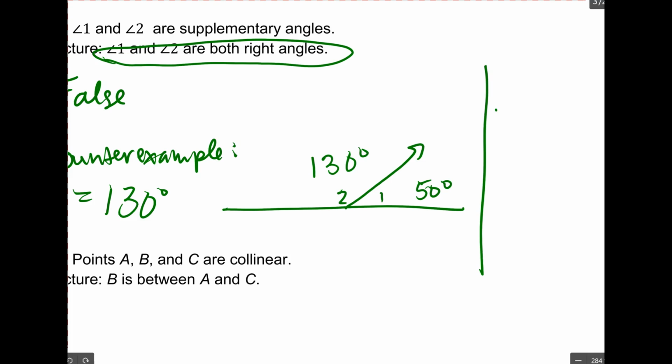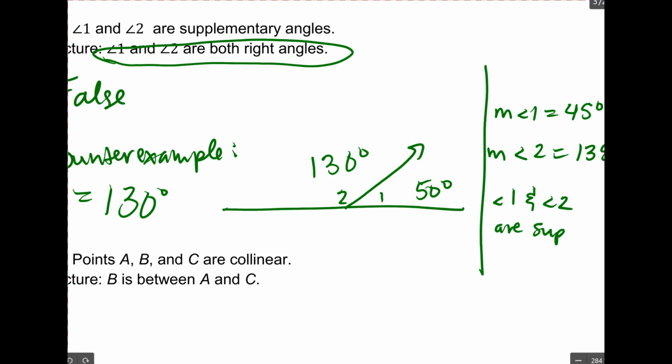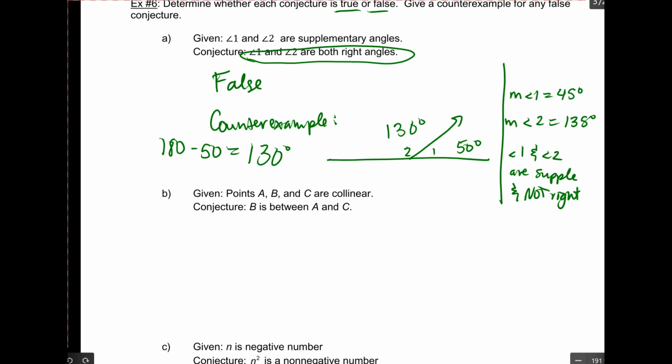Another way I could do it is I could say the measure of angle 1 is 45 degrees and the measure of angle 2 is 135. These angle 1 and angle 2 are supplementary and not right angles. So those are two different counterexamples. Although I could have one specific example that makes the conjecture true, I just had to come up with one that makes it false.